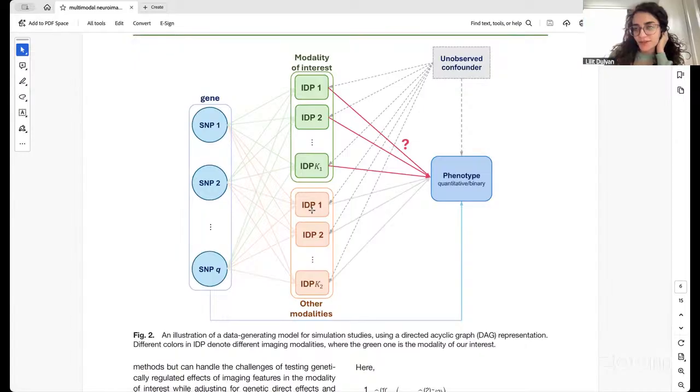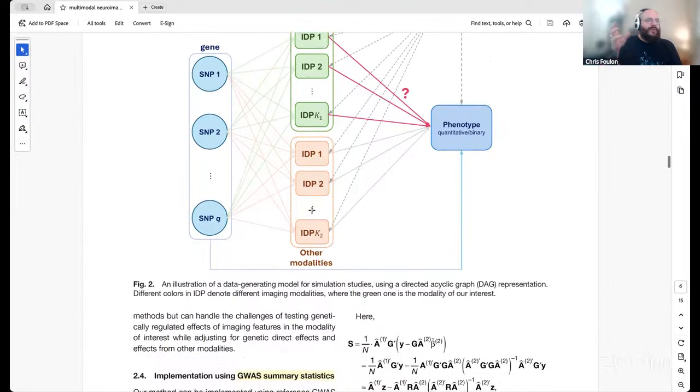Okay. Next one was Chris. So go ahead. Thank you for presenting that. So it is targeted on Alzheimer disease phenotypes, right? Yeah. Do you think so?